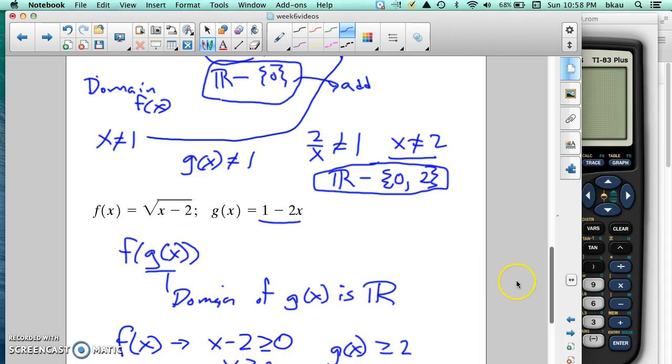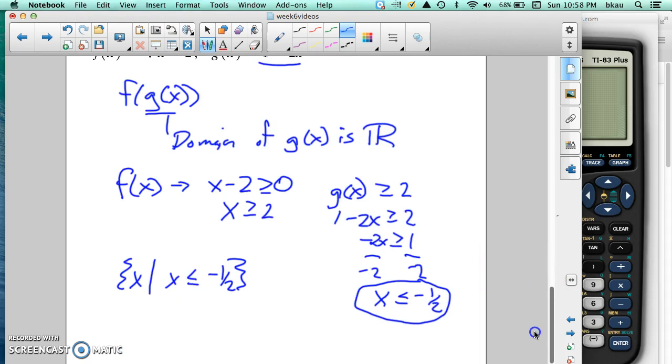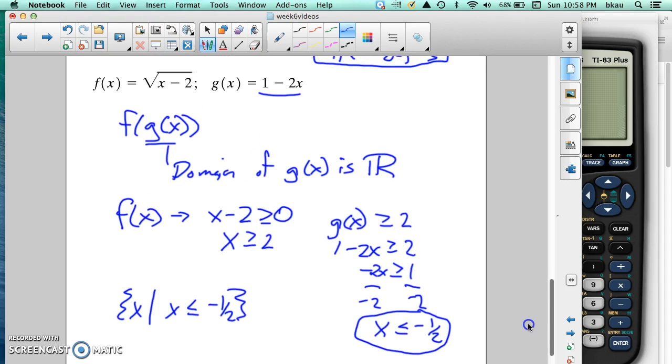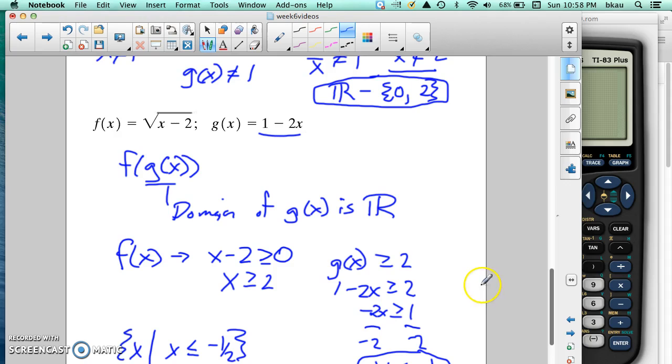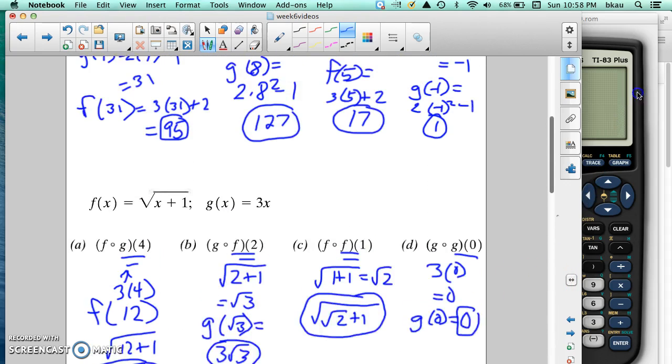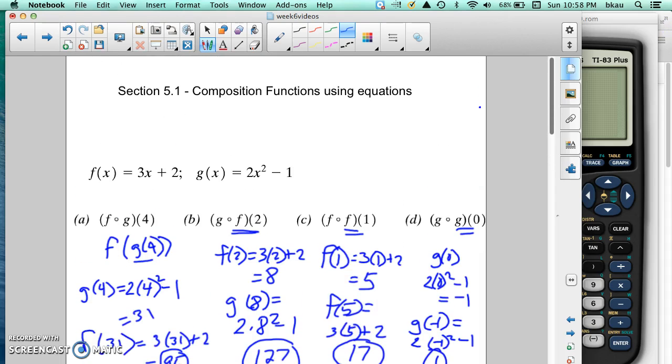So that means if I put that in there, those values should work in the function. But if we pick anything larger than -1/2, like if I put in -1, I'd stick that -1 in here, I would get -1, and then I'd put -1 in here and get -3, and that would be impossible. We can't take the square root of -3. All right, so that's the problem there. So this is equations with composite functions and domain.